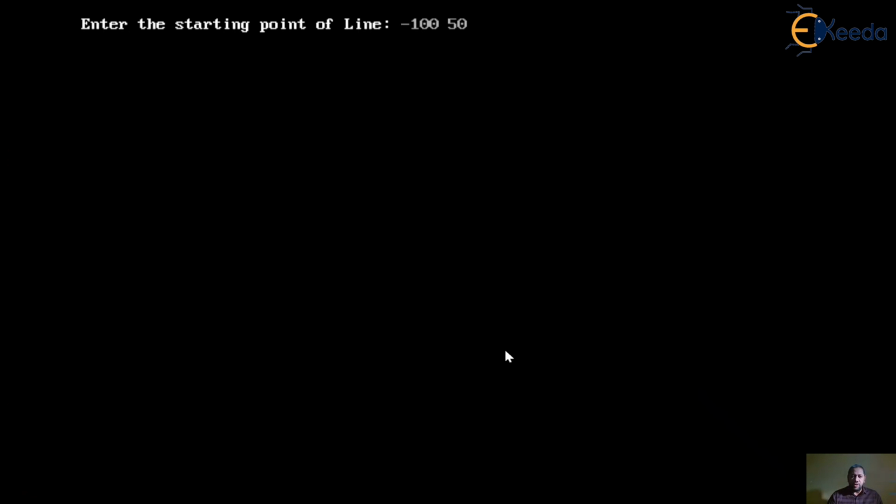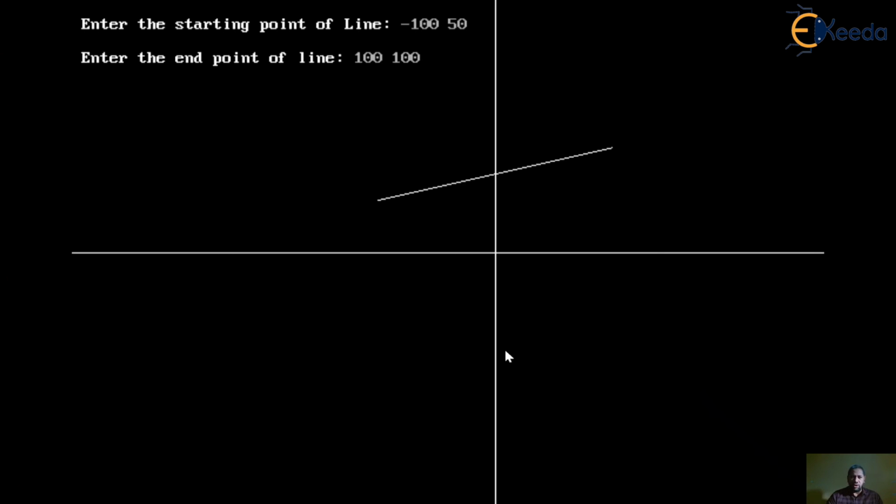So I'm moving from the negative to the positive quadrant, not necessarily staying in one quadrant. Now I want to move from the x value of minus 100 to plus 100, and the y value, suppose, from 50 to 100. So I'm moving from one quadrant to another quadrant. You can find what is going to happen. Yes, the line is drawn correctly.